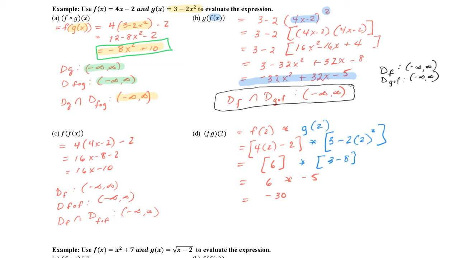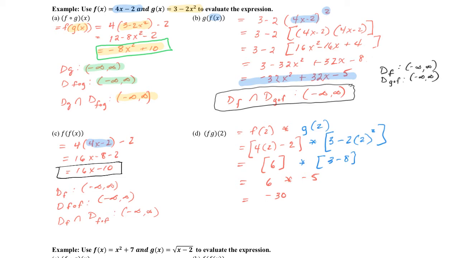So that's B. For C, we're going to find f composed with f of x. So we'll start with the f of x function. Everywhere there's an x value, we'll replace that x with the f of x function. So 4 times 4x minus 2 minus 2. So again, f of x is equal to 4x minus 2, and so within the f of x function, I've replaced the x with 4x minus 2. Distribute the 4, combine your like terms, and your final answer is 16x minus 10.